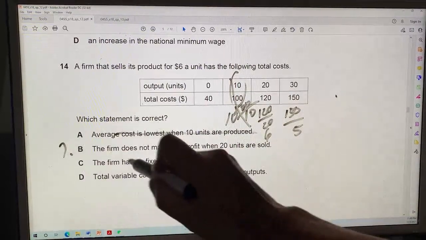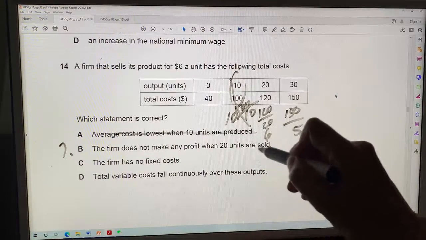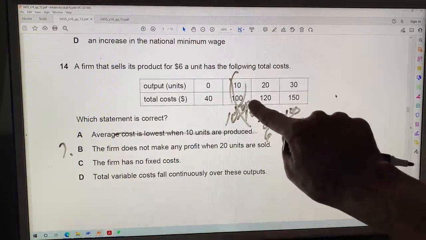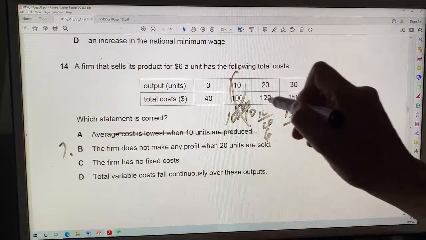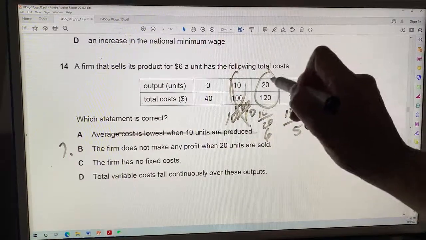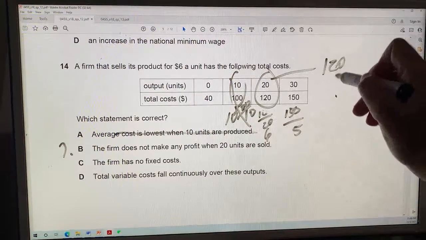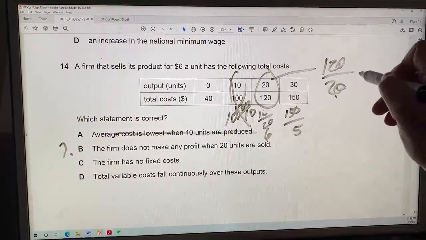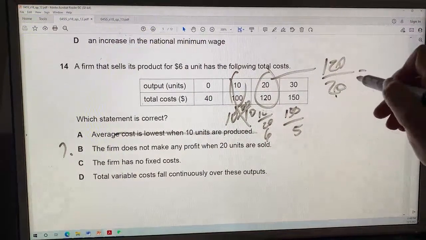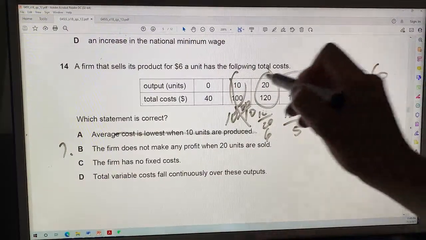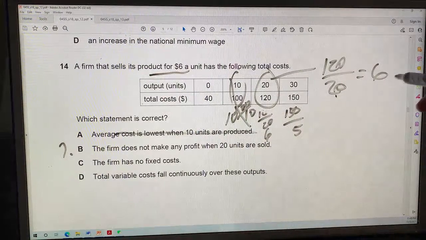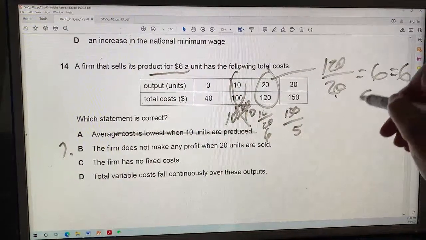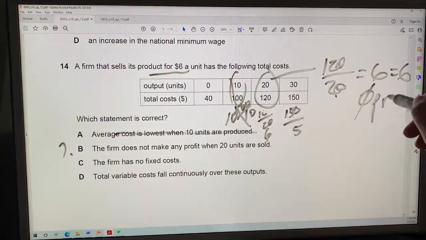Let's see B. The firm does not make any profit when 20 units are sold. Well, let's see. 120. Average cost for 20 units is 120 over 20 equals 6, right? 24, yep, 6. And we sell the product for 6, so zero profit. So B must be true.